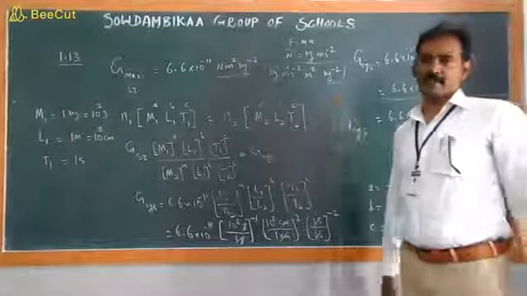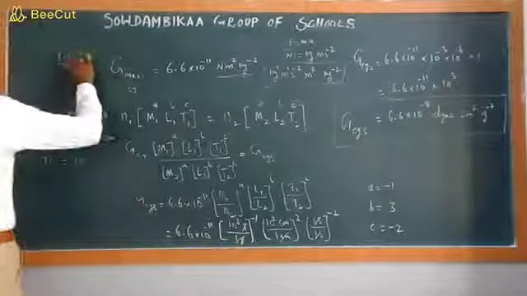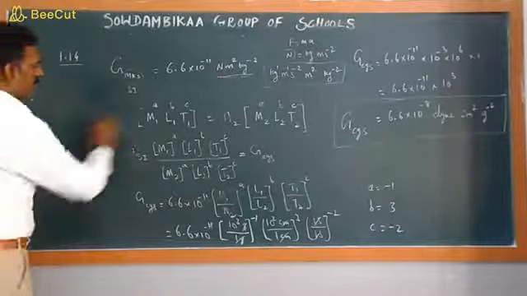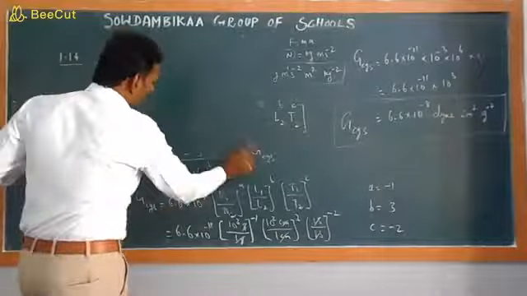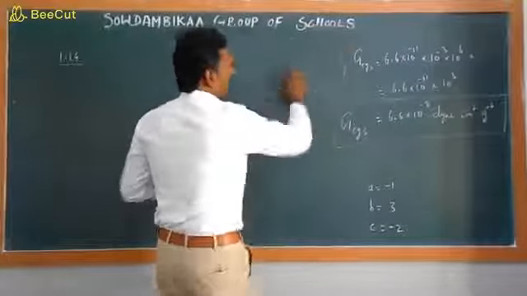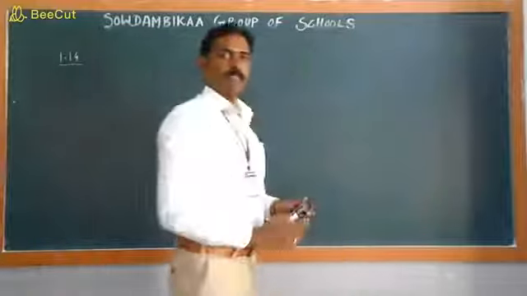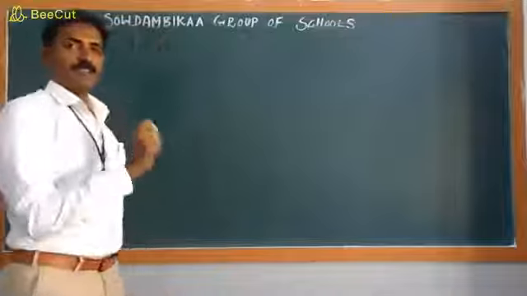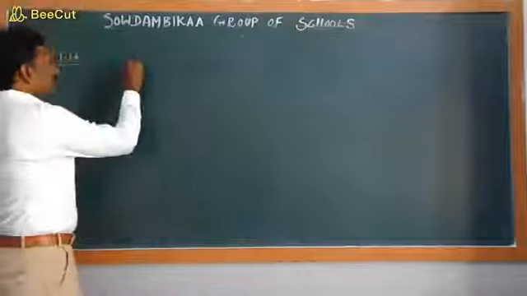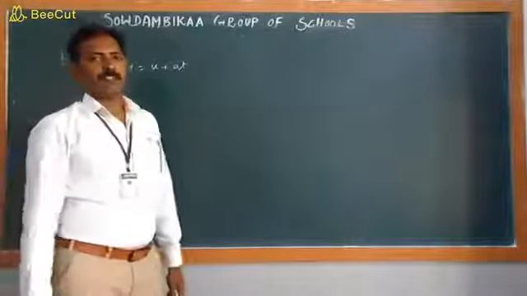That's example 1.13. The next is 1.14. In 1.14, we are going to check whether the equation is dimensionally correct or not. Given one equation, now it is the second application of dimensions. The second application: dimension is used to check whether the given equation is correct or not. So take the equation V is equal to U plus AT.